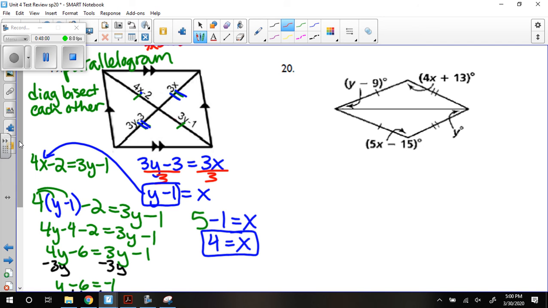So for 3 times x, our x is 4, so 3 times x is 12, which means this other side of the diagonal is also 12. And if I plug in my y, I know that my y value was 5. So if I plug in 3 times 5 minus 1, that's 15 minus 1. So this segment is 14, which means this segment is 14.